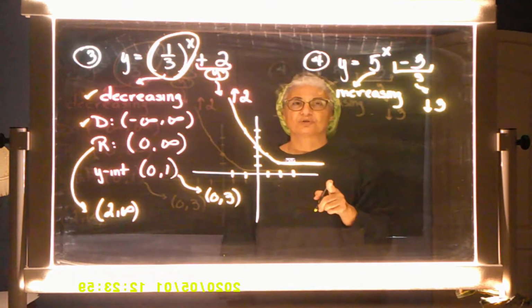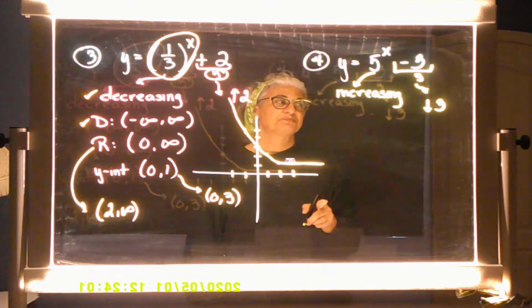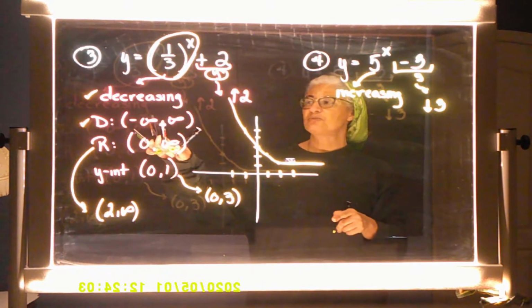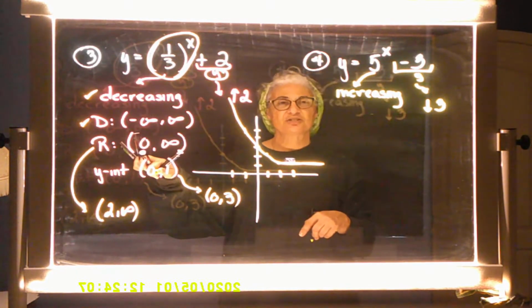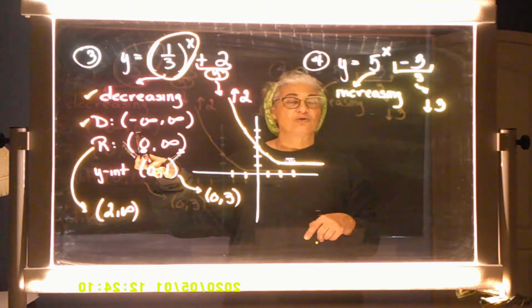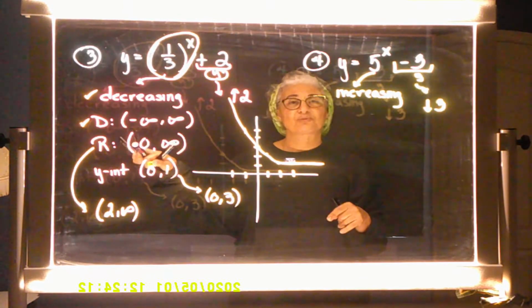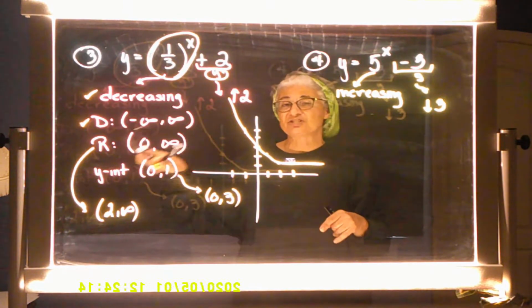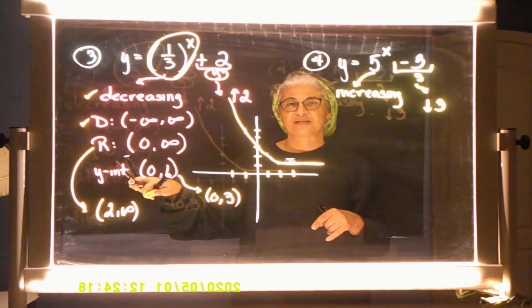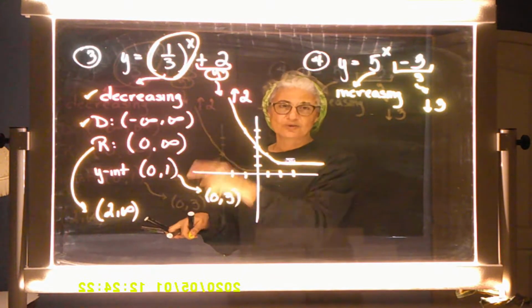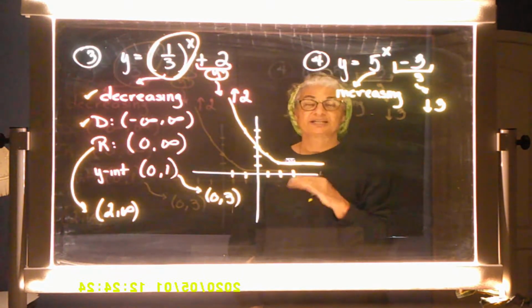Okay, so here's the deal. Do you think the domain is going to be the same? Yes. Do you think the range is going to be the same? No, because if the y is being affected, the range deals with the y's, so the range is going to be affected. Do you think the y-intercept is going to be the same? No, because same thing. This deals with the y. It's a y-intercept. So check it out.